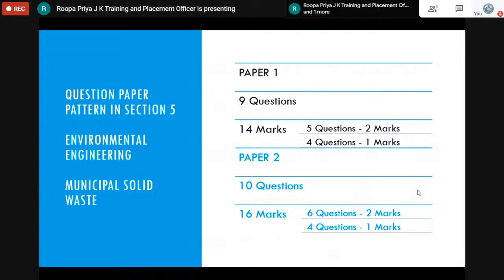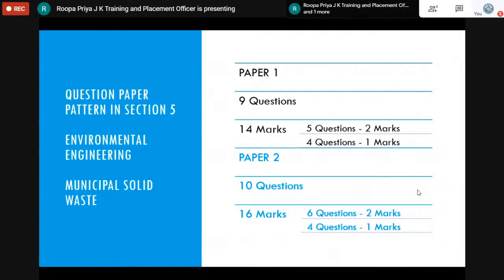There are a few papers which you can refer to, and this is just 1 or 2 samples to tell you how many questions come under this section of municipal solid waste. So you can expect at least 9 to 10 questions. If you have 9 questions, you can expect 14 marks with 5 questions of 2 marks and 4 questions of 1 mark. If you can expect 10 questions, then you have 16 marks with 6 questions of 2 marks and 4 questions of 1 mark.